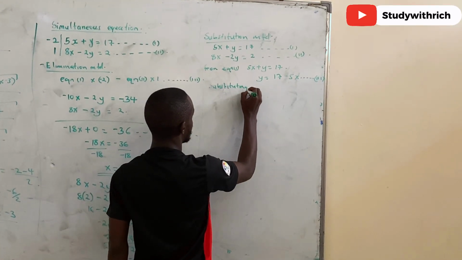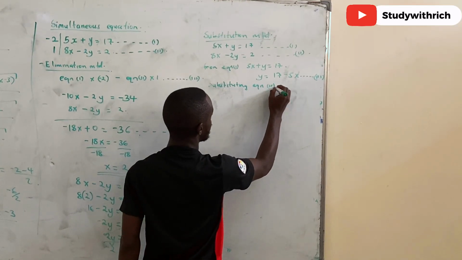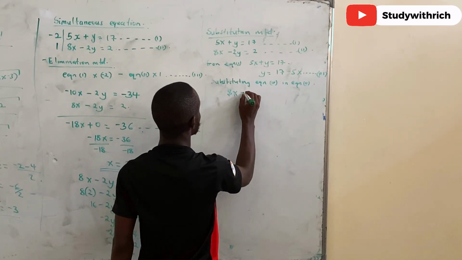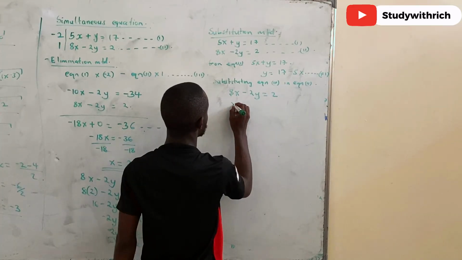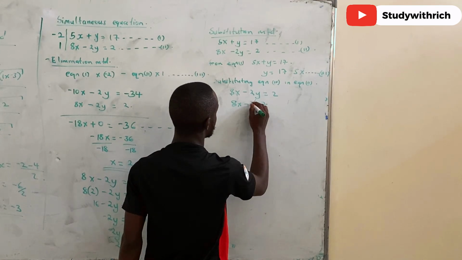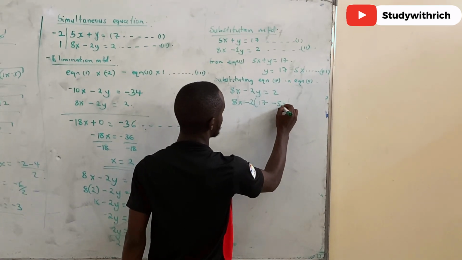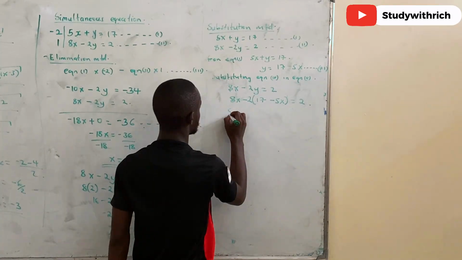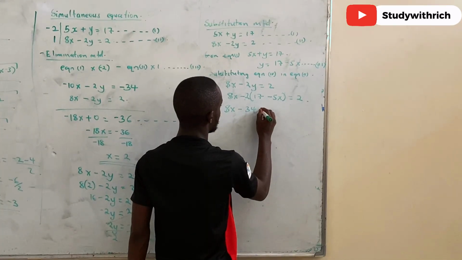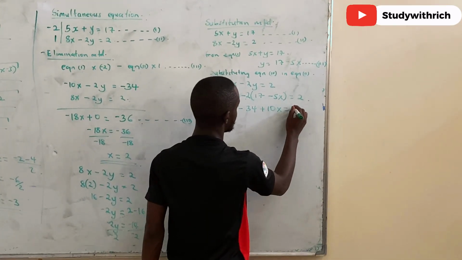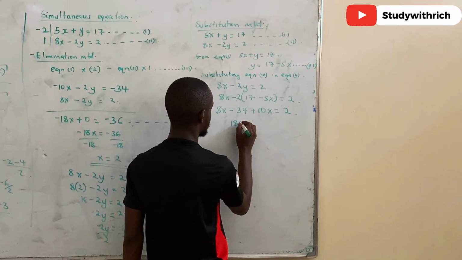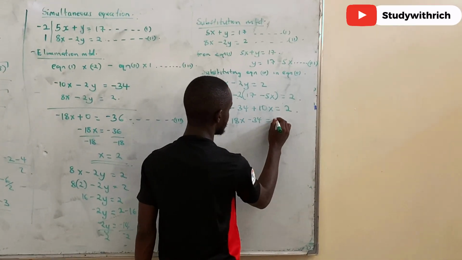Substituting equation 3 in equation 2, we are going to get 8x minus 2y is equal to 2. So where there is y, I put 17 minus 5x. 2 into 17 minus 5x. So 8x minus 34 plus 10x is equal to 2. So this plus this will be 18x minus 34 is equal to 2.